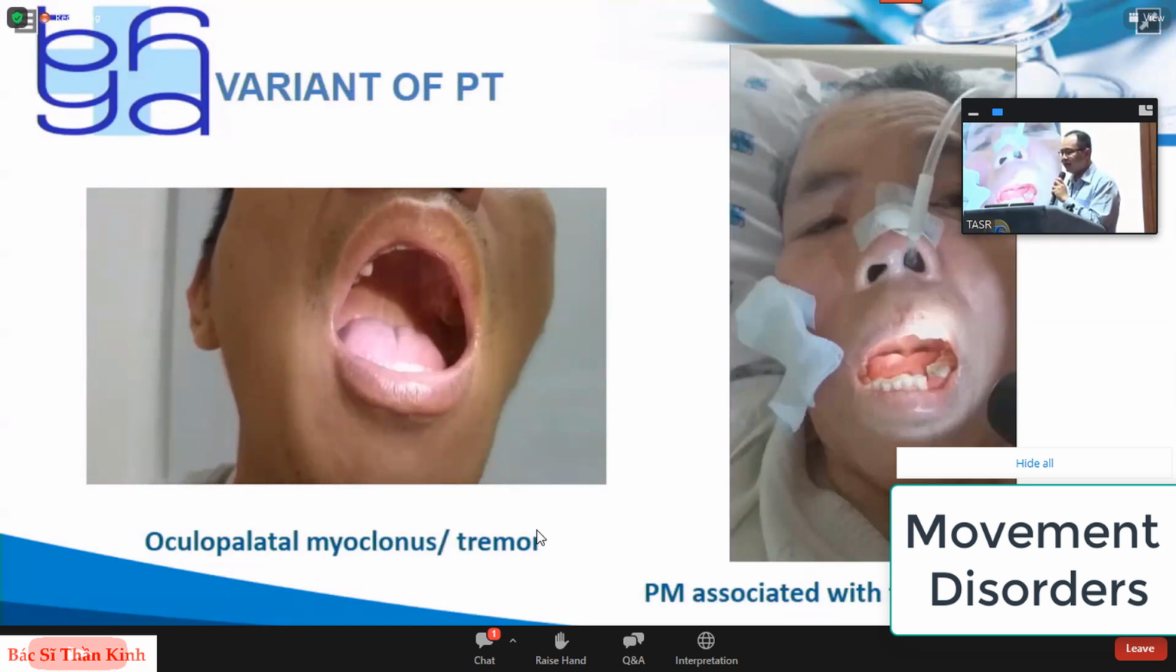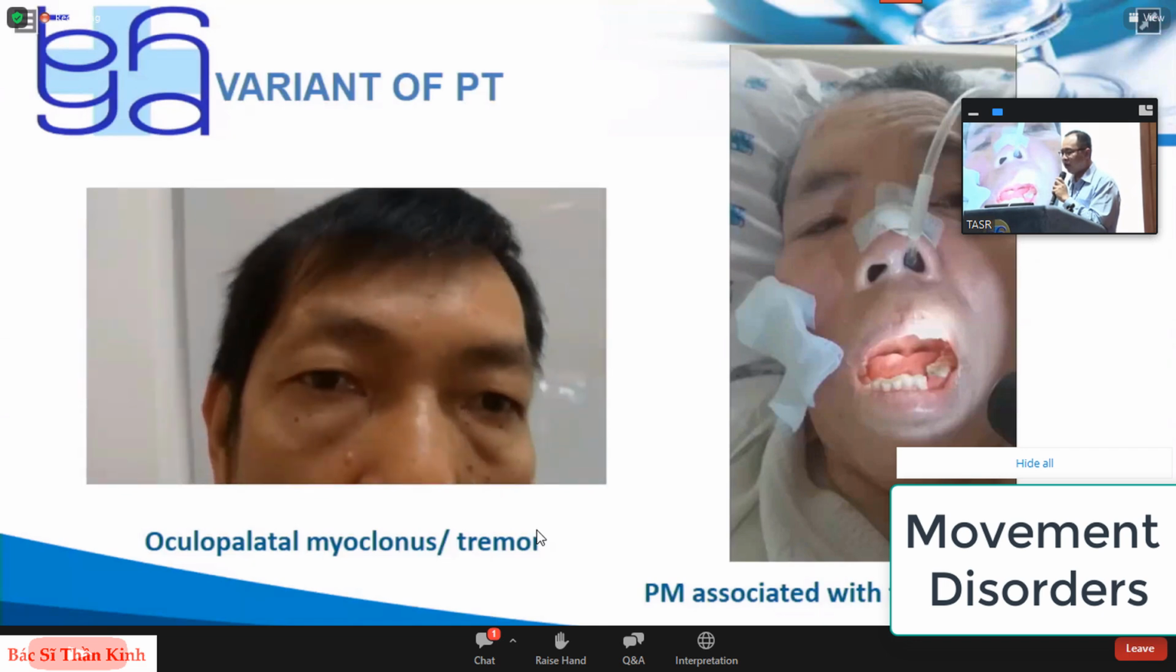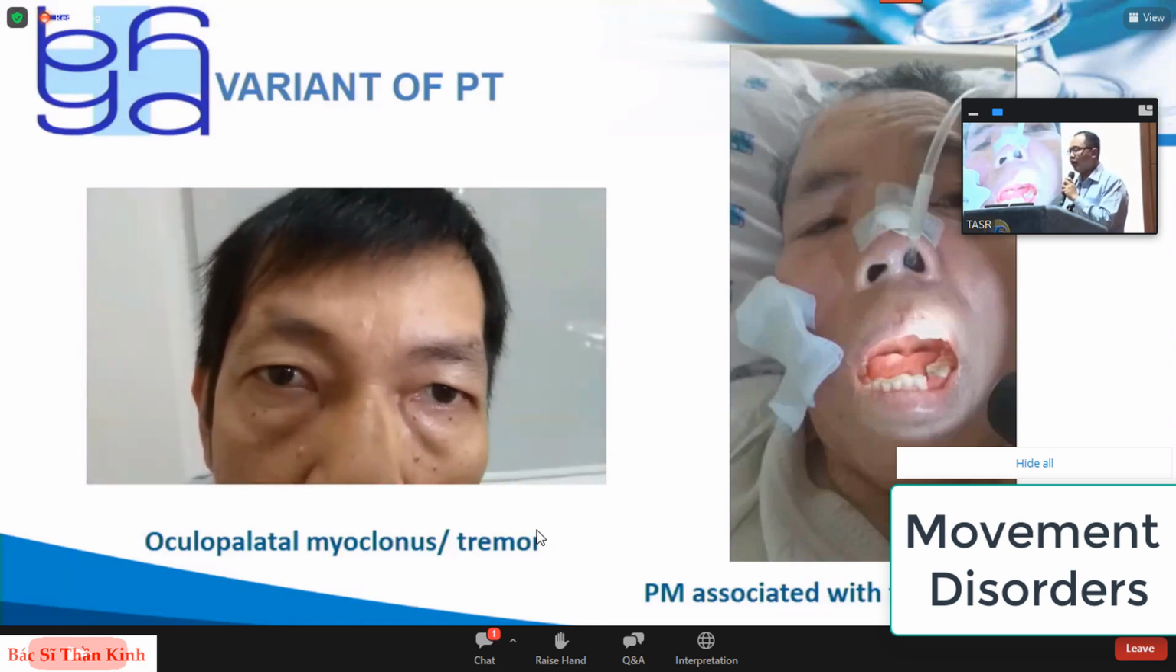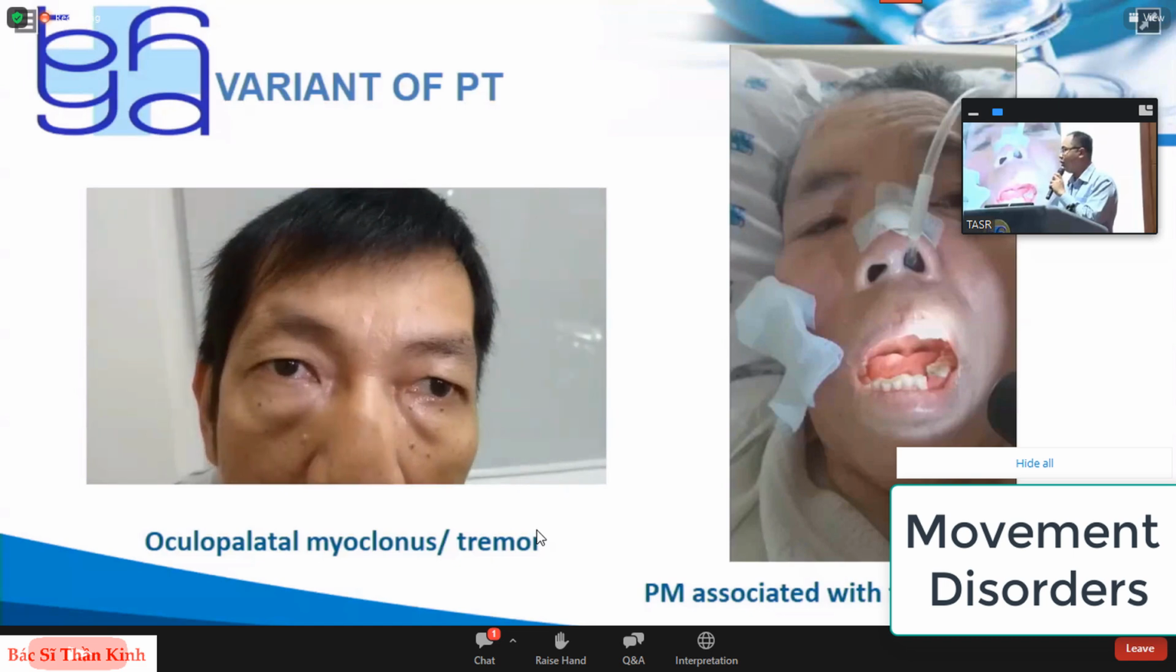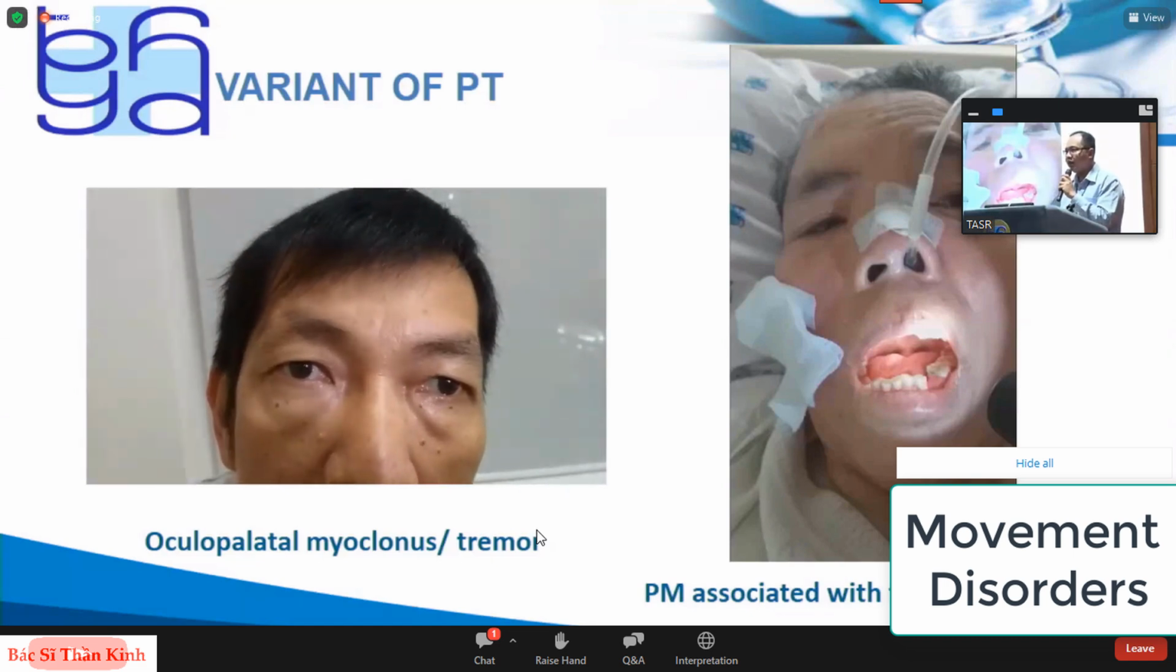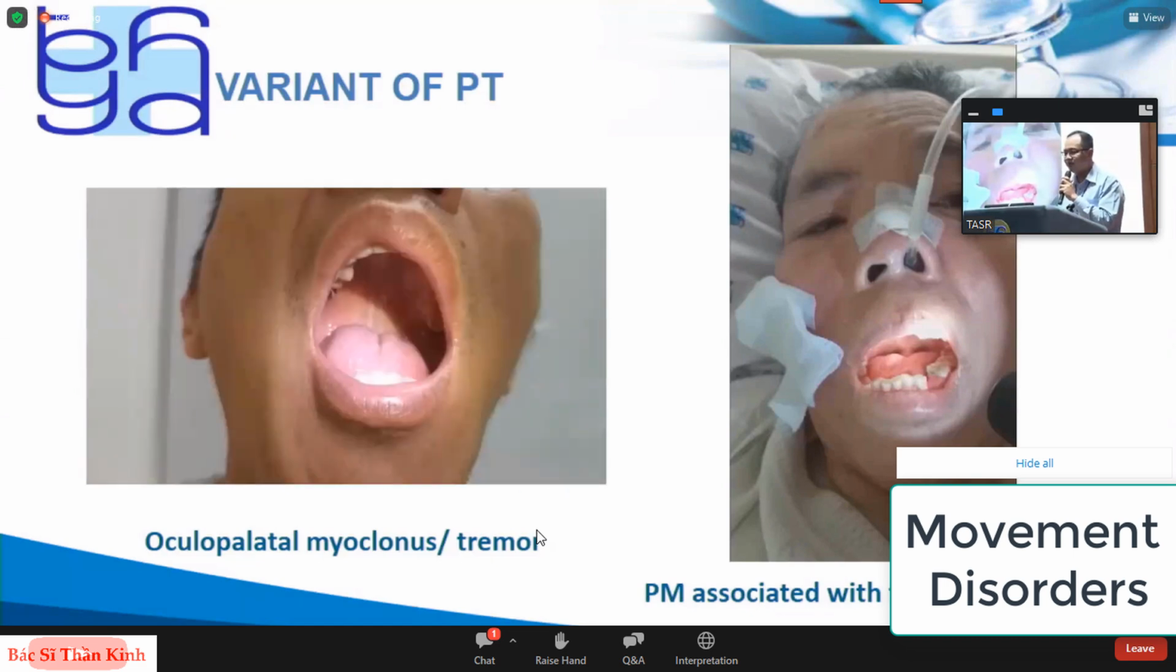In the first video, you can see the patient has palatal myoclonus, but the patient also has an oculomotor abnormality, which we can consider oscillopsia. Oscillopsia is very disabling for a patient with palatal myoclonus, and in these cases we call the phenomenology oculopalatal myoclonus.